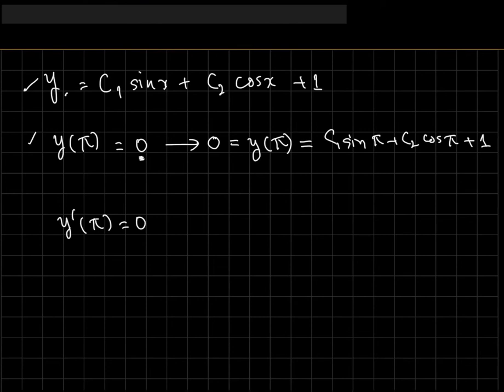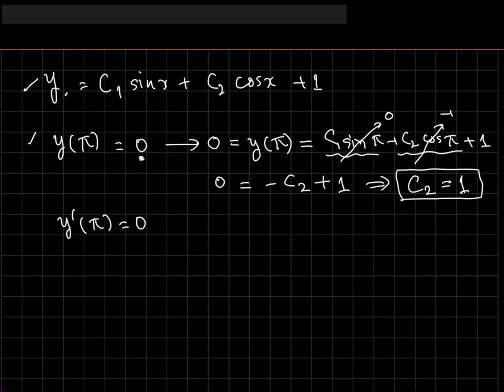And here we know that sine of pi is 0 and cosine of pi is negative 1. So this equation further reduces to 0 equals, we have 0 here and we have negative c2. So negative c sub 2 plus 1. And that means we now know our c sub 2, and it's just 1.